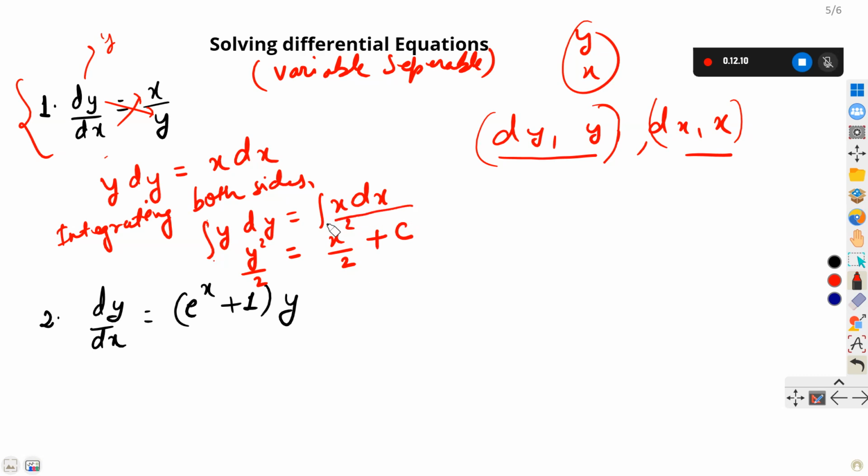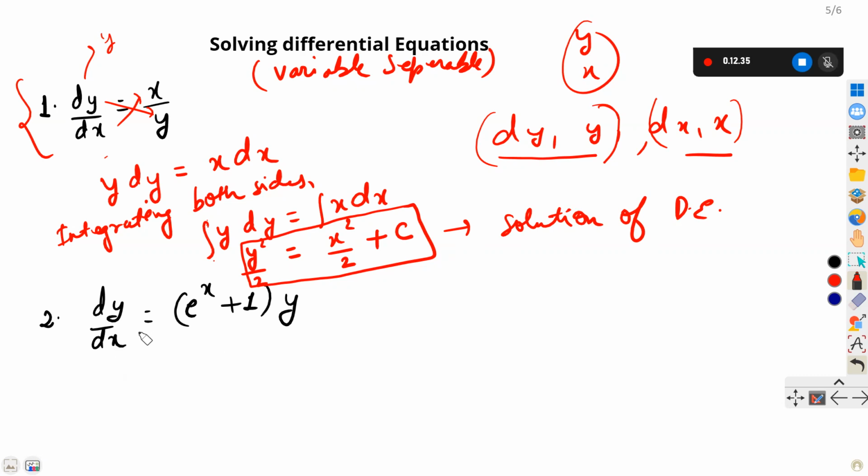So here we have the solution of the differential equation. The solution of a differential equation must be free of the derivative. We have dy by dx over here, but if you look at the solution, we don't have any derivative now. So this is the solution of the differential equation. So let's do one more.